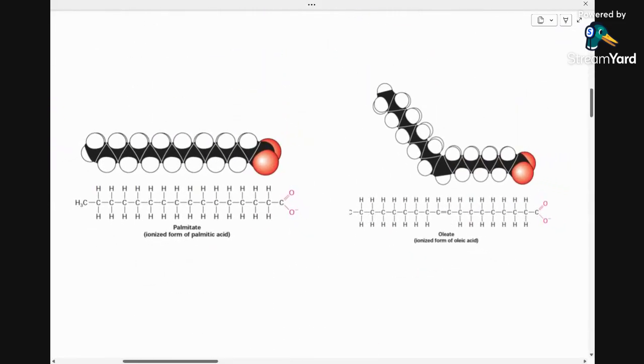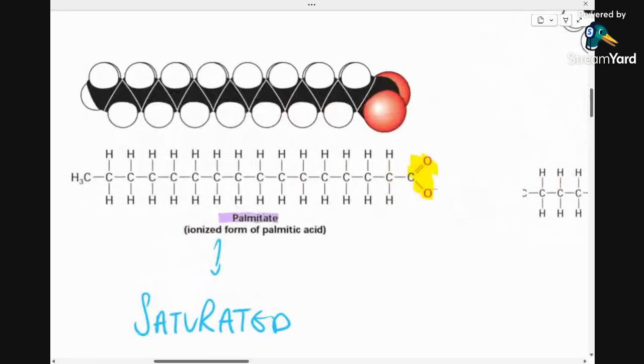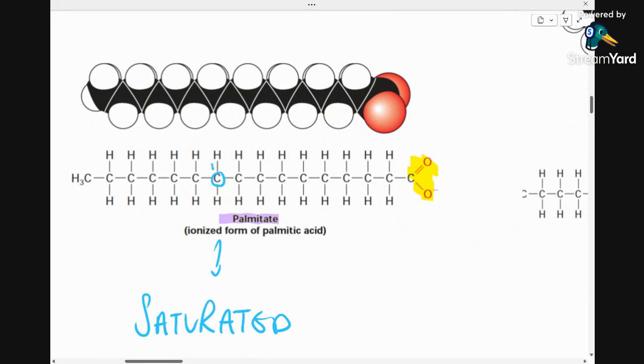If you were to look at these two fatty acids, don't forget you've got your carboxylic acid group here. That doesn't count, by the way, because it's not a carbon-carbon double bond. It's a carboxylic acid group. Palmitic acid, or the conjugate base of palmitic acid, the ionized form, palmitate, contains no carbon-carbon double bonds. So this is saturated. Each carbon, let's just pick this one, is making 4 bonds to different individual atoms.